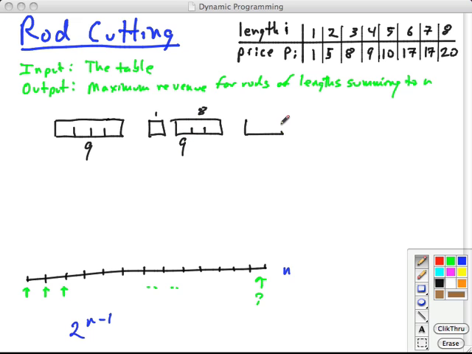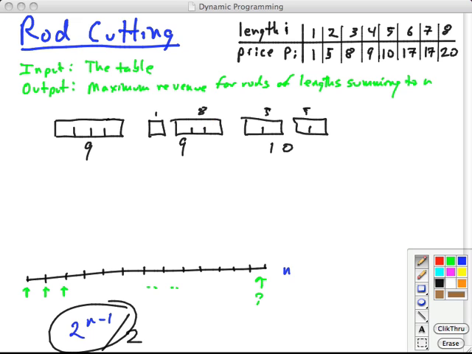Or we can cut it into 2 and 2. Look that up, we get 5 and 5, so we get a value of 10. That looks better. And we could also cut it the other way, which is the 8 and 1, but the prices are going to be the same, so I won't draw that.